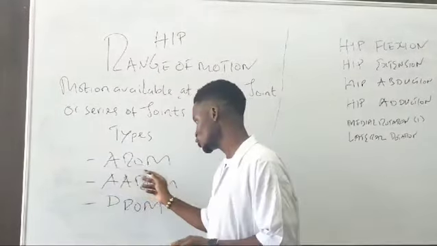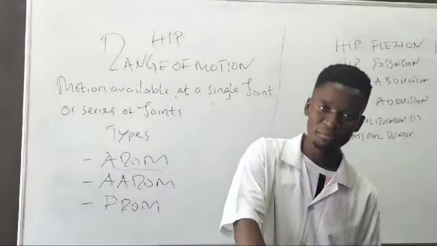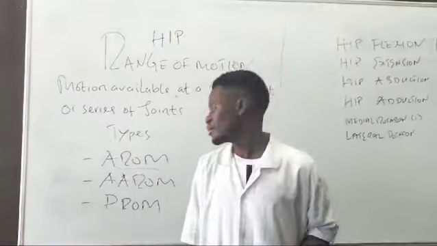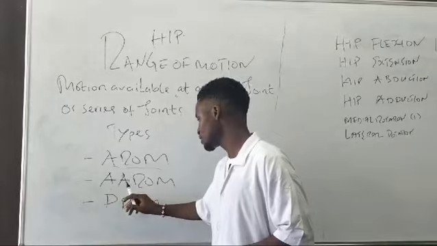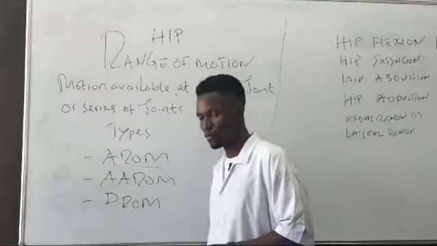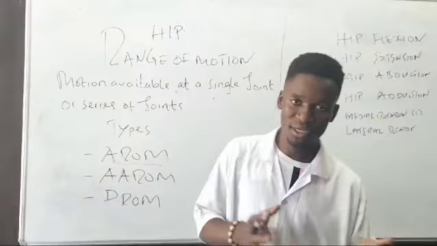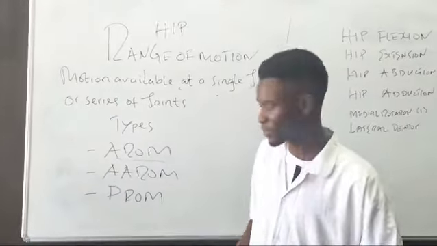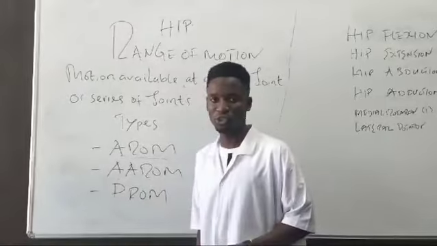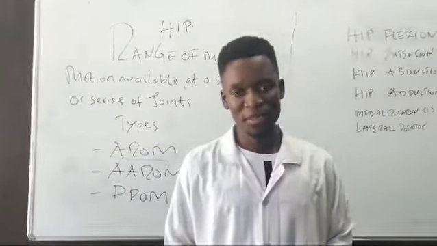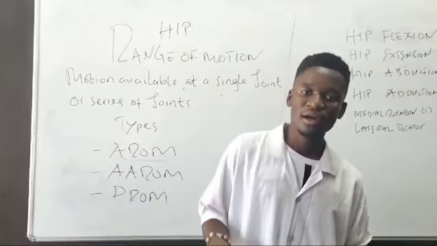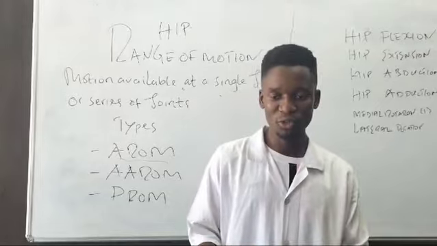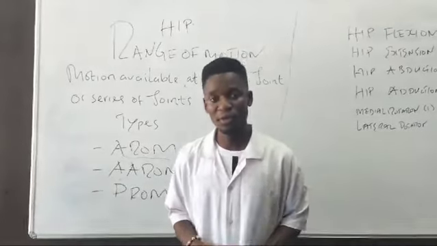There is active range of motion, where a patient moves the joint himself. Then there is active assisted range of motion, where the patient does part of the range, and the other part of the range is assisted by the therapist. There is passive range of motion, where the therapist does the range of motion by himself, and a goniometer will be used.